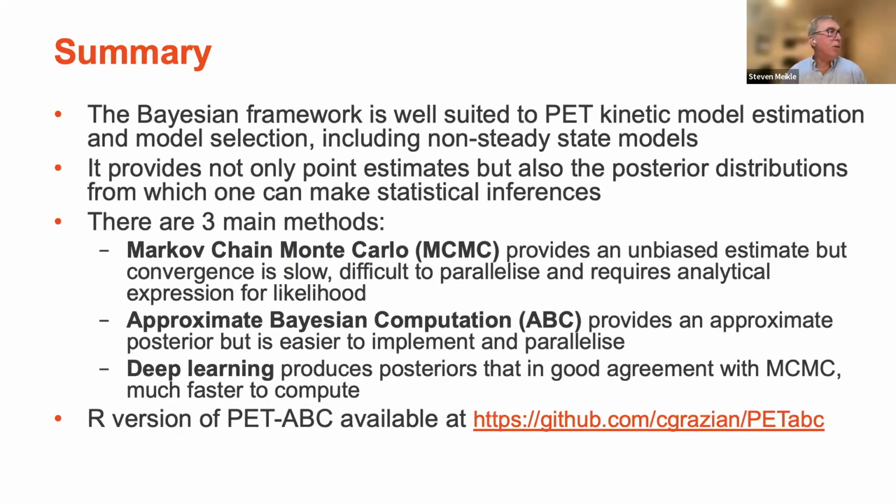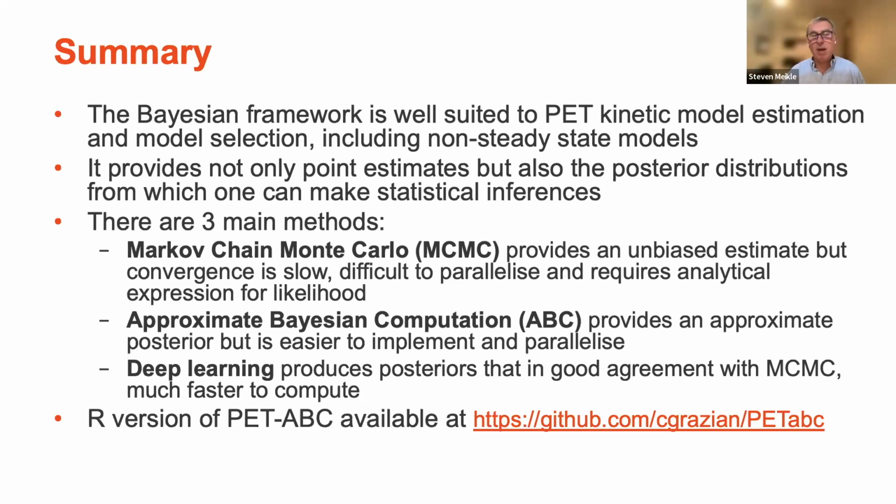So I'll just wrap up here by summarizing. So the Bayesian framework, I think, is well suited to PET kinetic modeling, estimation, and model selection in general, but also specifically in the case of non-steady state models like the one we've been discussing today. It provides not only point estimates of your model parameters, but also the full posterior density distributions for those parameters from which we can make statistical inferences.